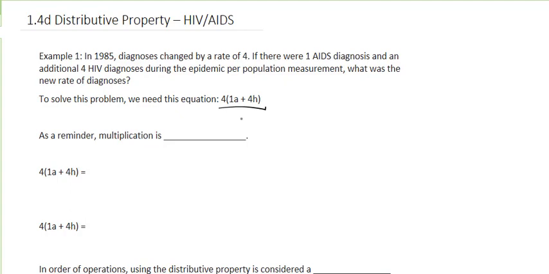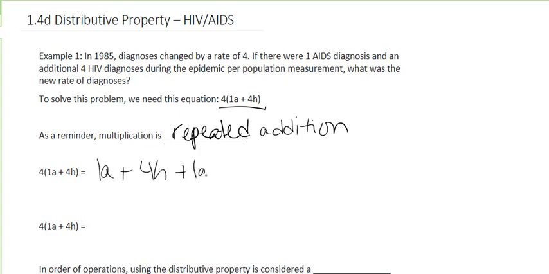And as a reminder, multiplication is repeated addition. So in this equation, the 4 on the outside is asking us to add the stuff in the parentheses together 4 times. So it's going to look like this. So we have 1a plus 4h plus 1a plus 4h plus 1a plus 4h plus 1a plus 4h. As you can see, this is a much longer way than saying 4 times (1a plus 4h).